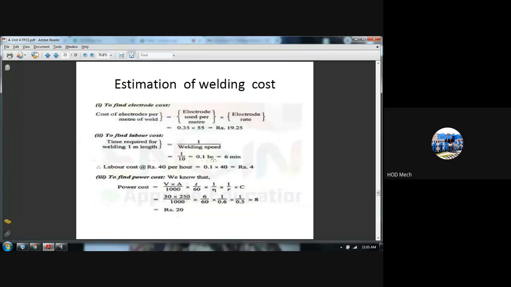You convert it into minutes. 0.1 hour has to be converted into minutes. How will you convert it? 0.1 into 60 minutes, since 1 hour has 60 minutes. So 0.1 into 60 will give you 6 minutes. Right? So your time is there. Time required for welding 1 meter length.